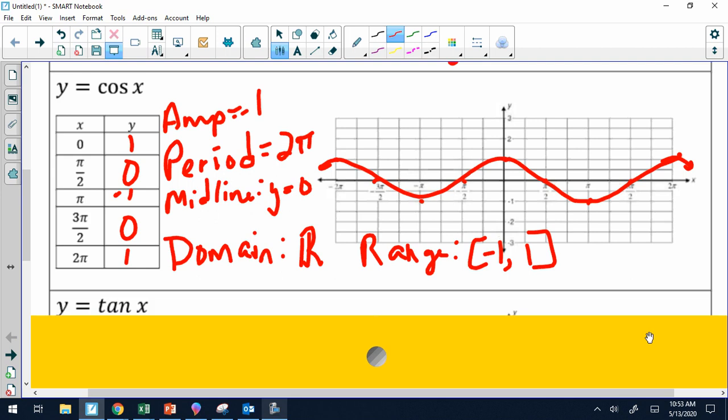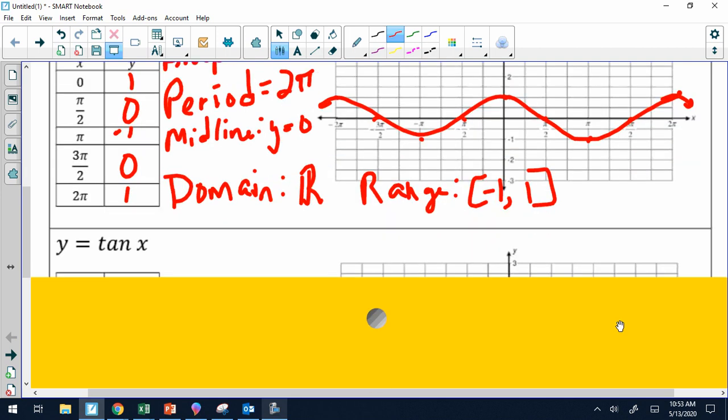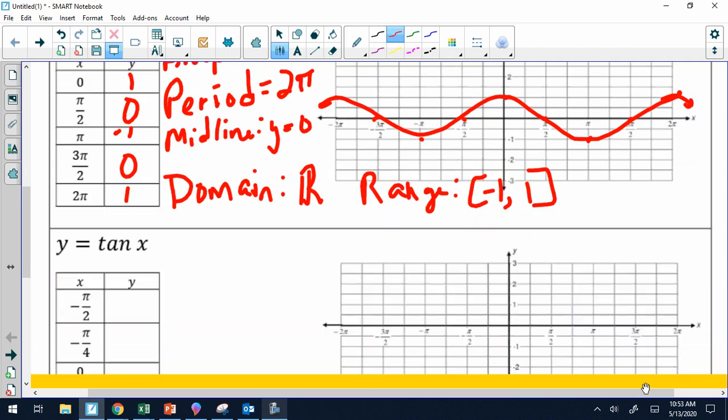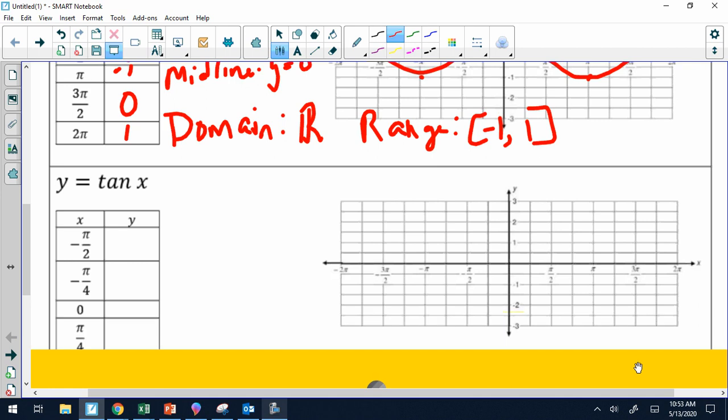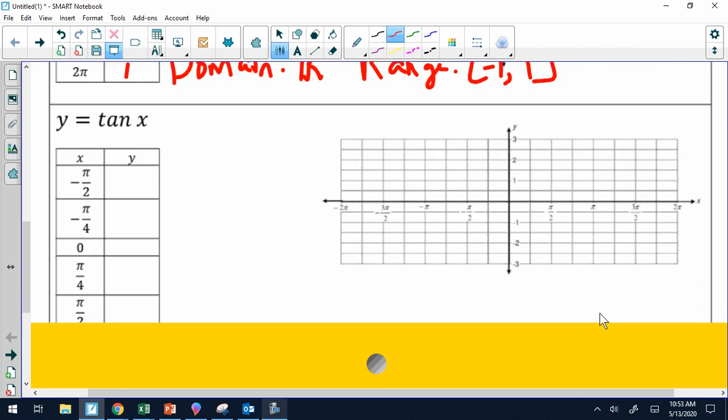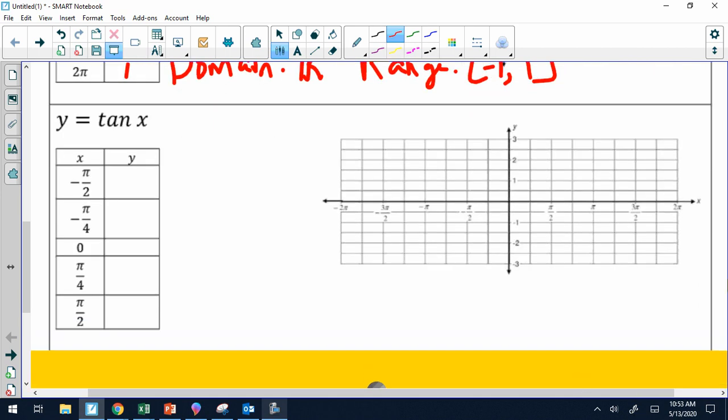All right, and then our third and final parent function we're going to look at today, in this course, is tangent. Secant, cosecant, and cotangent are actually quite interesting, but we're okay. We'll look at those in another class. So for tangent, I'm not looking at my quadrantals anymore because I want to look at one full period. So I'm starting at negative pi over 2, and it's going to be undefined there. So I'm just going to put a little slash.